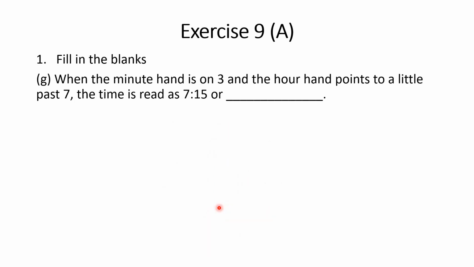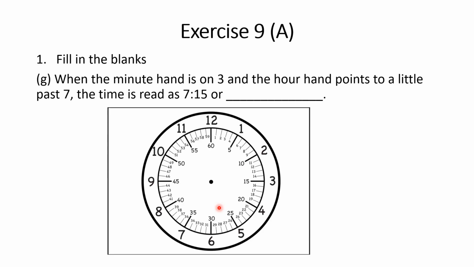When the minute hand is on 3 and the hour hand points to a little past 7, the time is read as 7:15 or. So they are saying when the minute hand is at 3 and the hour hand points a little past 7, I have put it here, the time is read as 7:15. So 7:15, or it is also known as quarter past 7. That means it was already 7 o'clock and it has covered 15 minutes after 7 o'clock. It has covered a quarter. So therefore, quarter past 7.